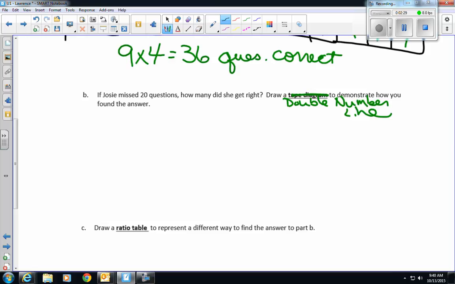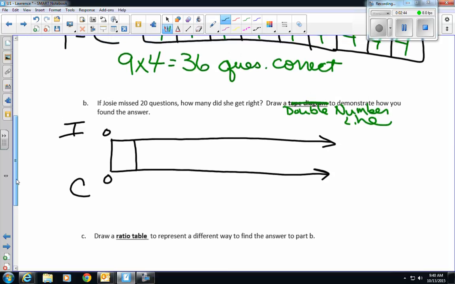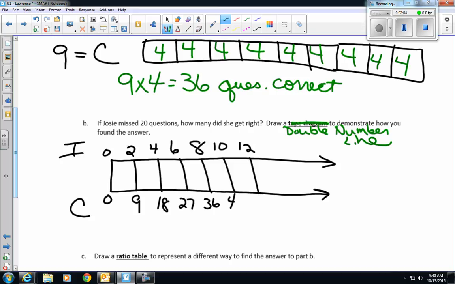And remember, it starts together and goes this way. These are 0, 0. Leave the ratio the same, incorrect to correct. But then after that, they go in the ratio pair. So there were 2 incorrect for every 9 correct. So the top is going to be numbered by 2s and the bottom by 9s. 9, 18, 27, 36, 45, 54. You have to keep going because she missed 20. That's quite a ways, actually.